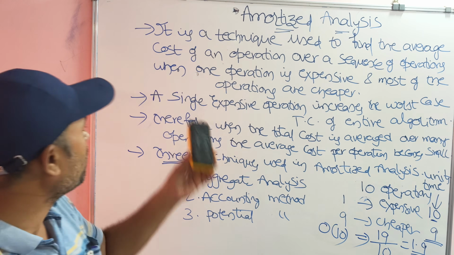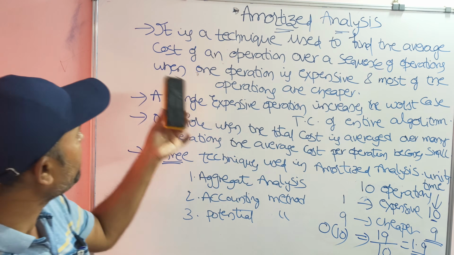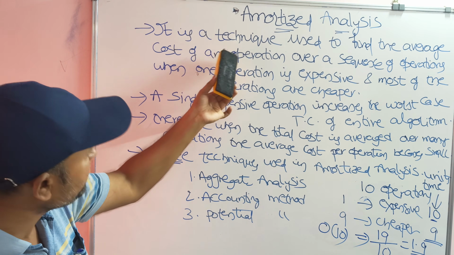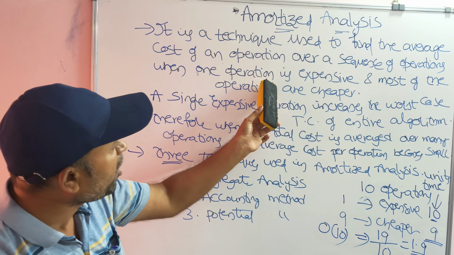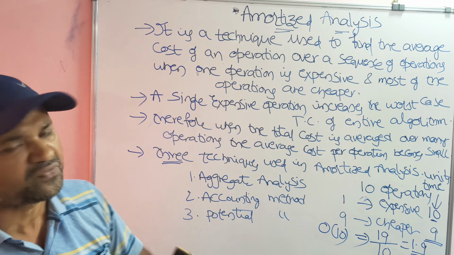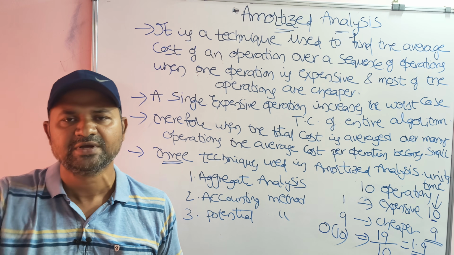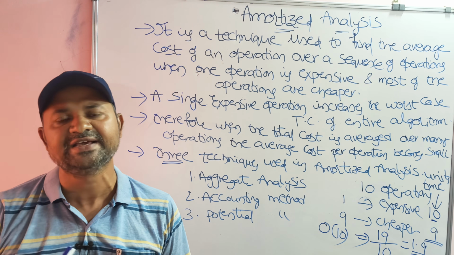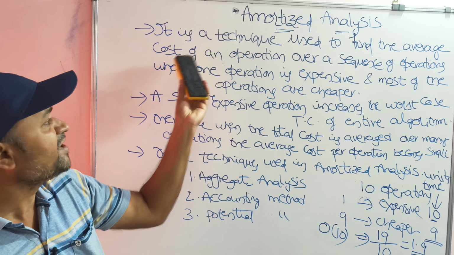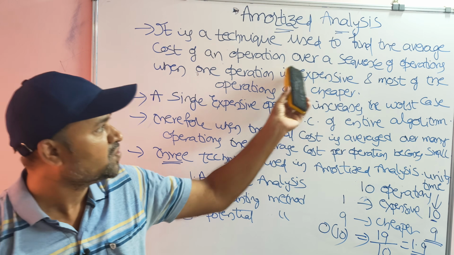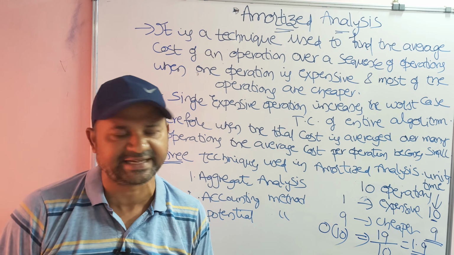Now let's see what amortized analysis is. Amortized analysis is a technique used to find the average cost of an operation over a sequence of operations when one operation is expensive and most of the operations are cheaper. So let us assume that one operation is very expensive and all remaining operations are very cheap. On that occasion, in order to find the average cost of an operation over a sequence of operations, we will use the amortized analysis technique.